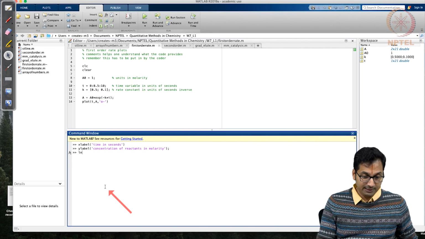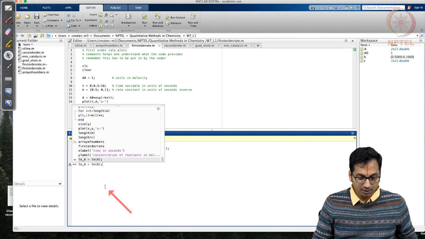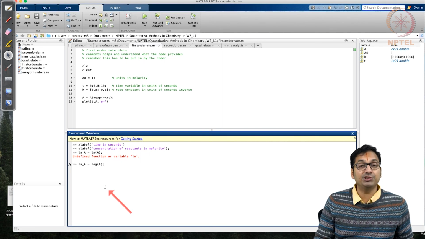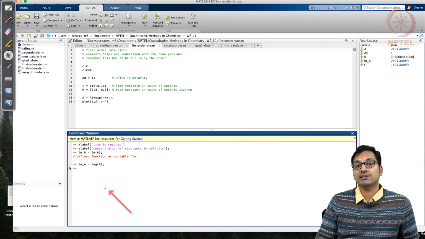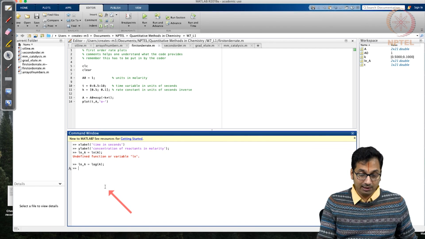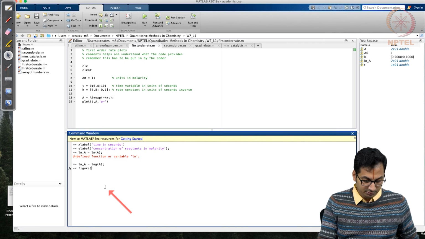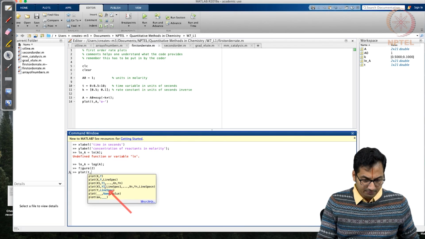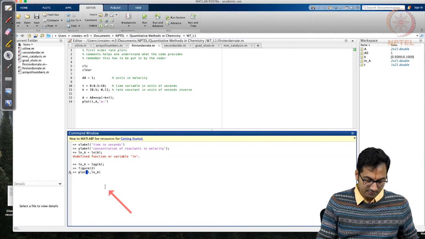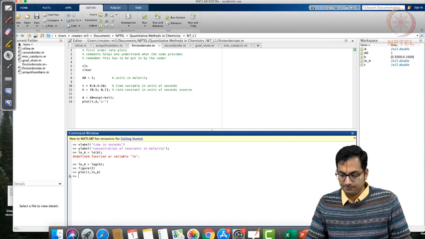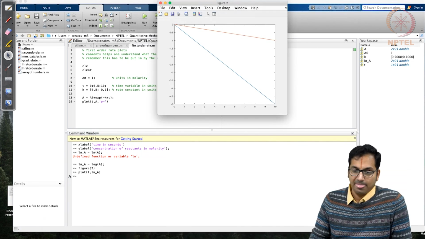So, you can also say ln of A. MATLAB does not like ln, so it is log. Log stands for natural logarithms in MATLAB, and then what you have to plot is log of A as a function of t, so you can also plot. So we can say figure 2, plot time as a function of ln of A. So let us take a look at figure 2.